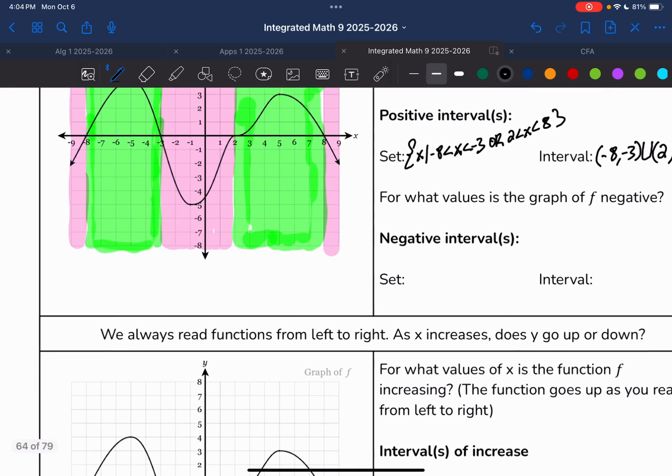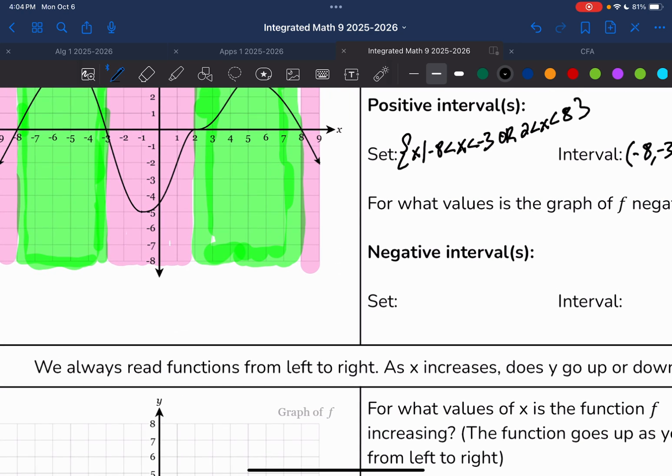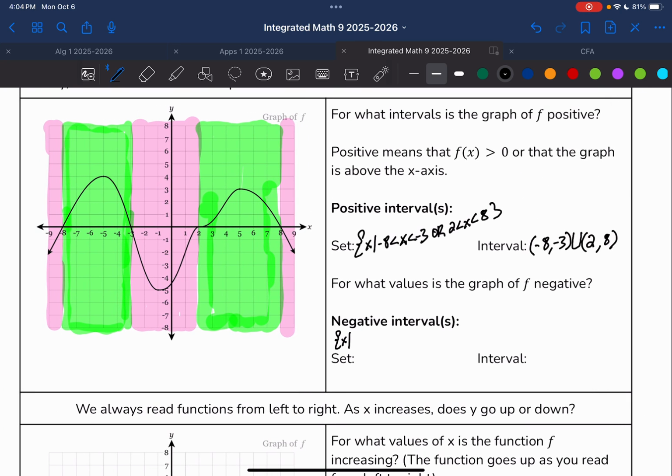So we can represent that again in set notation. We're going to need a little bit more space than I gave you here. I apologize for that. x where -infinity is less than x is less than -8, or -3 is less than x is less than 2, or 8 is less than x is less than +infinity.